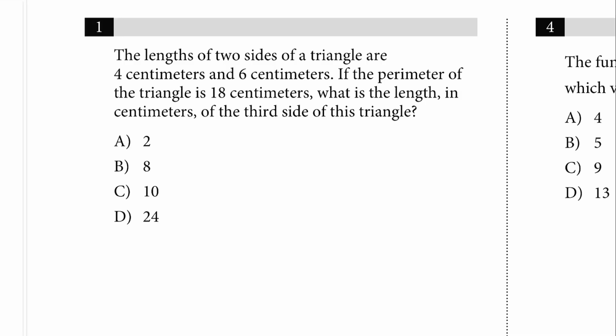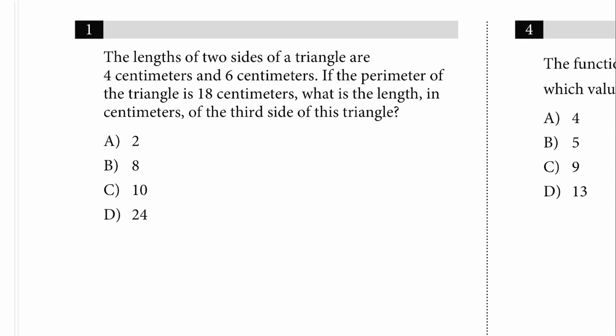This is module 1, and this is question 1. The lengths of two sides of a triangle are 4 centimeters and 6 centimeters. If the perimeter of the triangle is 18 centimeters, what is the length in centimeters of the third side of this triangle? So here we have a triangle. It doesn't really matter what it looks like. And then we've got 4 and 6.